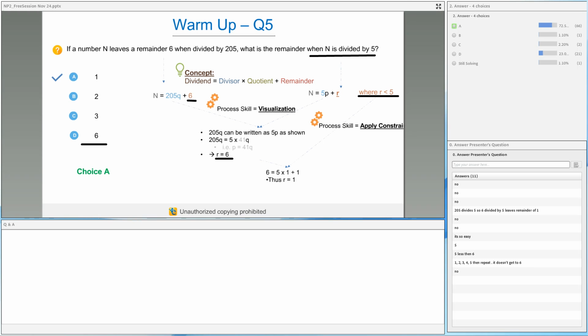Is this clear, everyone? Let me bring up the yes and no poll once very quickly. Okay, kindly mark yes if this is perfectly clear.